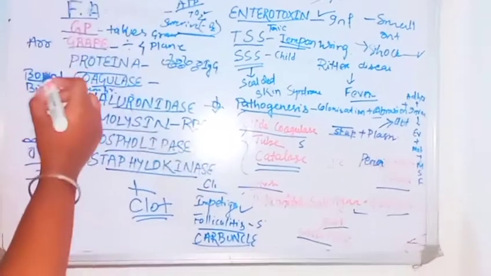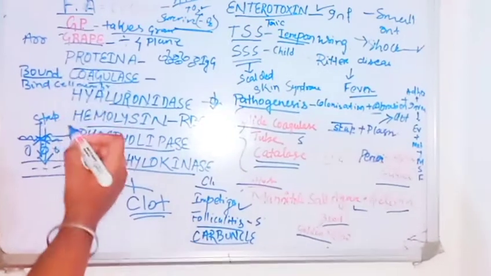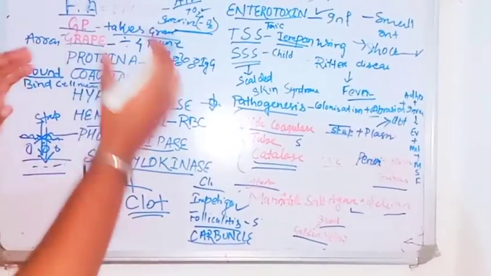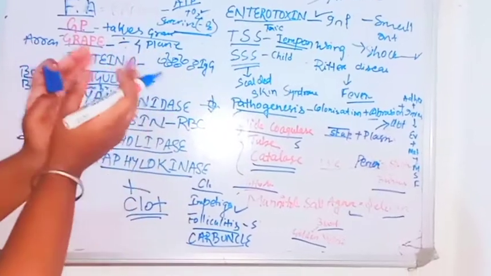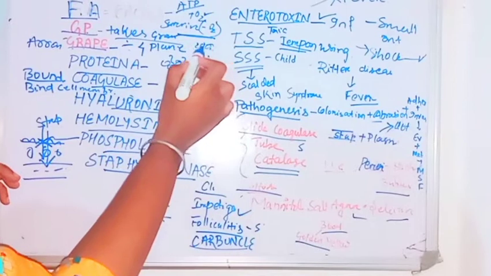That is its picture. It is gram positive, which means it takes the Gram stain. Its arrangement is a grape-like structure. Why? Because during division, it divides in all four planes. That's why it forms a grape-like structure.